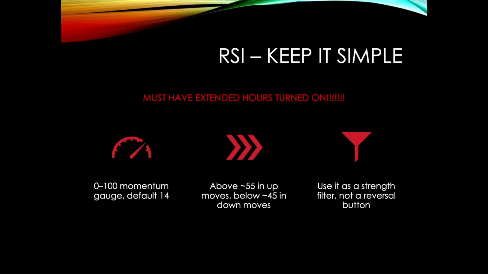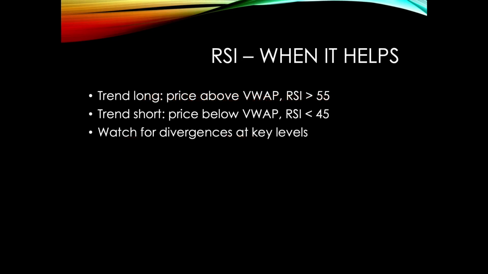However, when we get into the charts here, I'm going to show you something that I use that kind of doesn't agree with that statement. And it's what really changed trading for me in a lot of ways. Well, we'll get into that here in a minute. When it helps, trend longs: price is above VWAP and the RSI is above 55, you pretty well can show that the price is going to start heading into an upward trend. And just the same with short trends: price is below VWAP and the RSI is under 45.